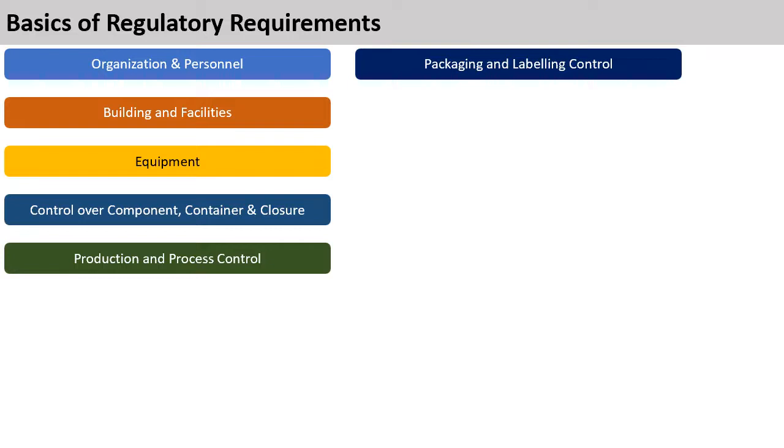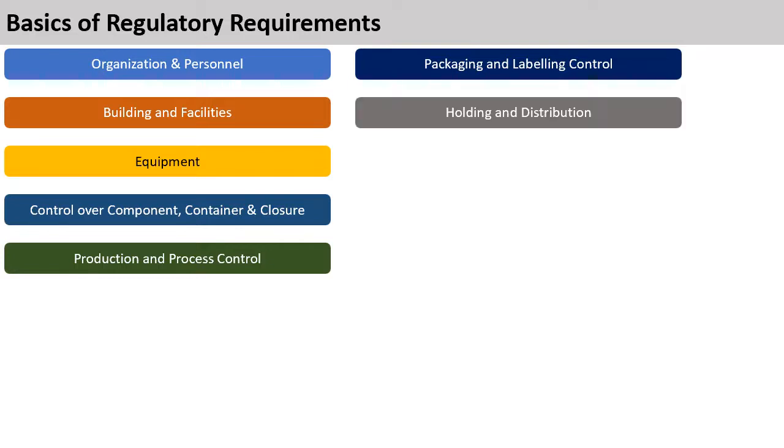Next one is holding and distribution, where warehousing procedures shall be established and controlled. Quarantine and release of the drug product shall be controlled. Distribution shall be in such a manner that the oldest approved stock is distributed to market first.